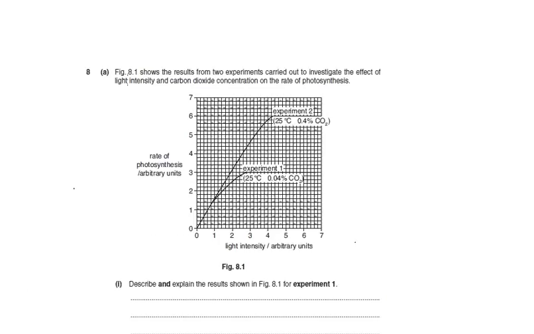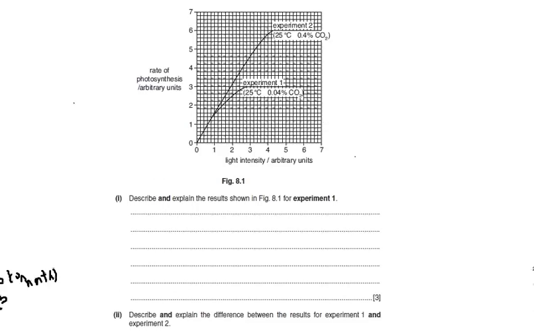So for example, question number 8A shows figure 8.1, the results from 2 experiments carried out to investigate the effect of light intensity and carbon dioxide concentration on the rate of photosynthesis. Here it says describe and explain the result shown in figure 8.1 for experiment 1. So we just have to talk about experiment 1, just this curve here. Let's find out everything we can.